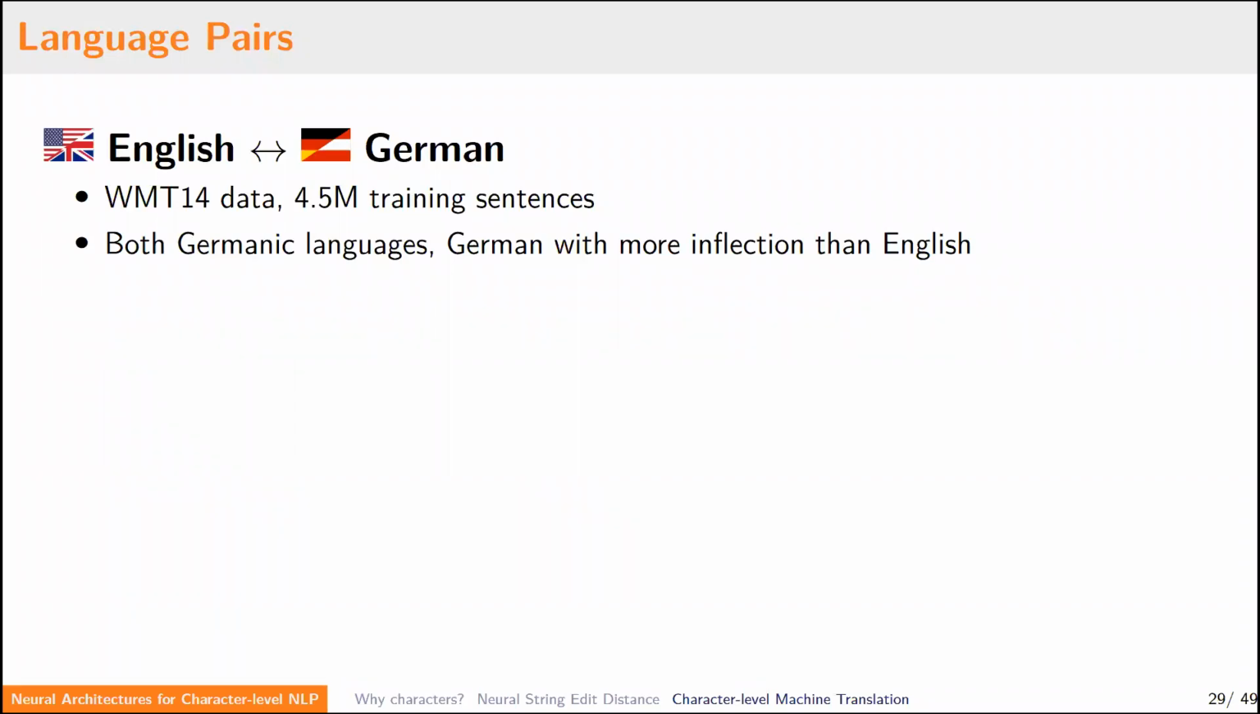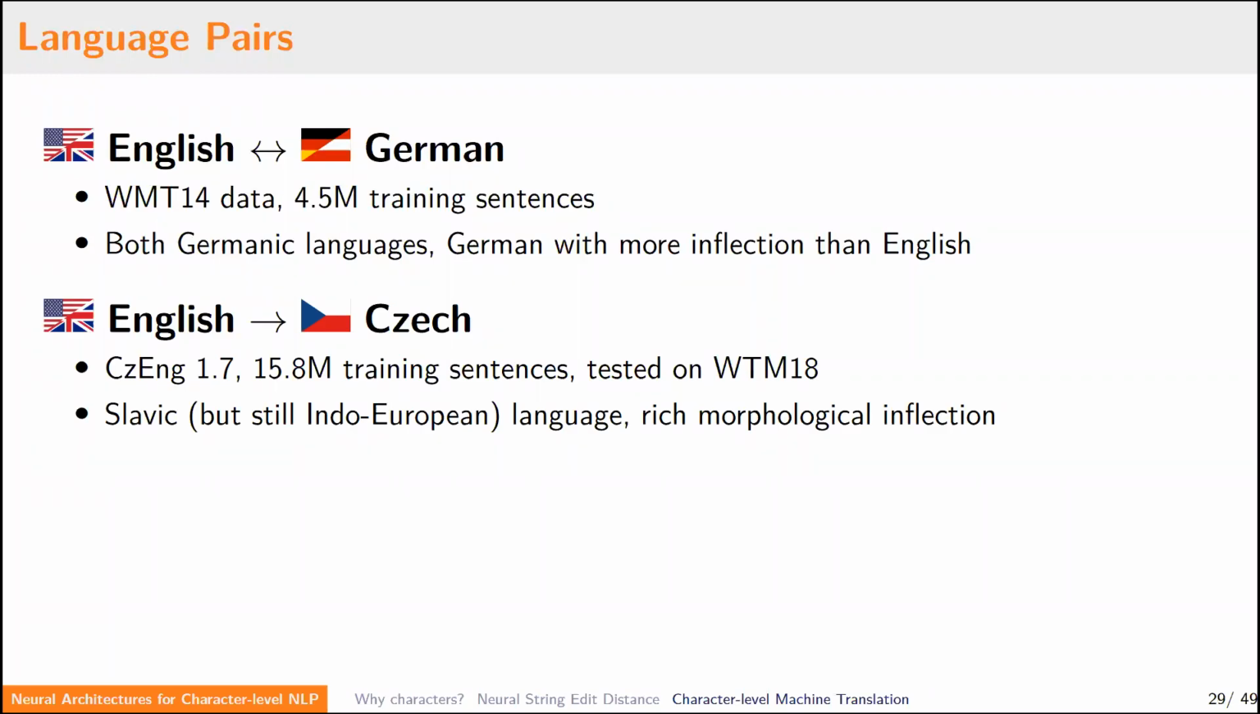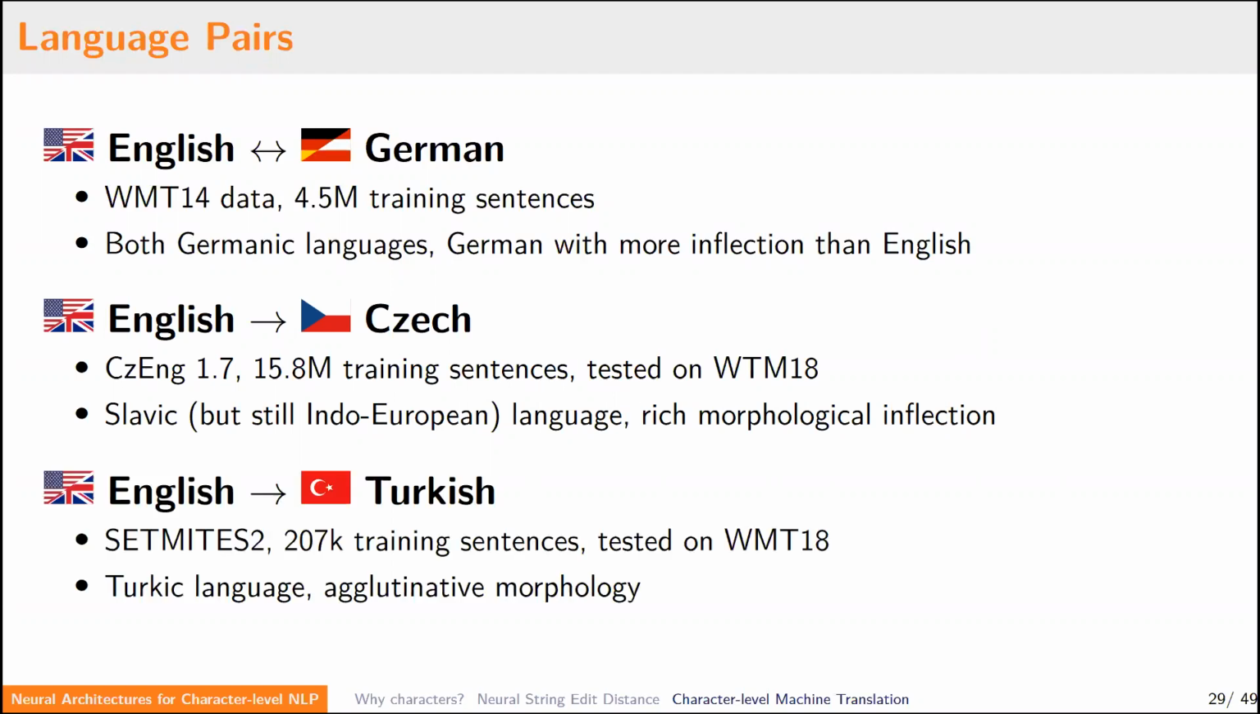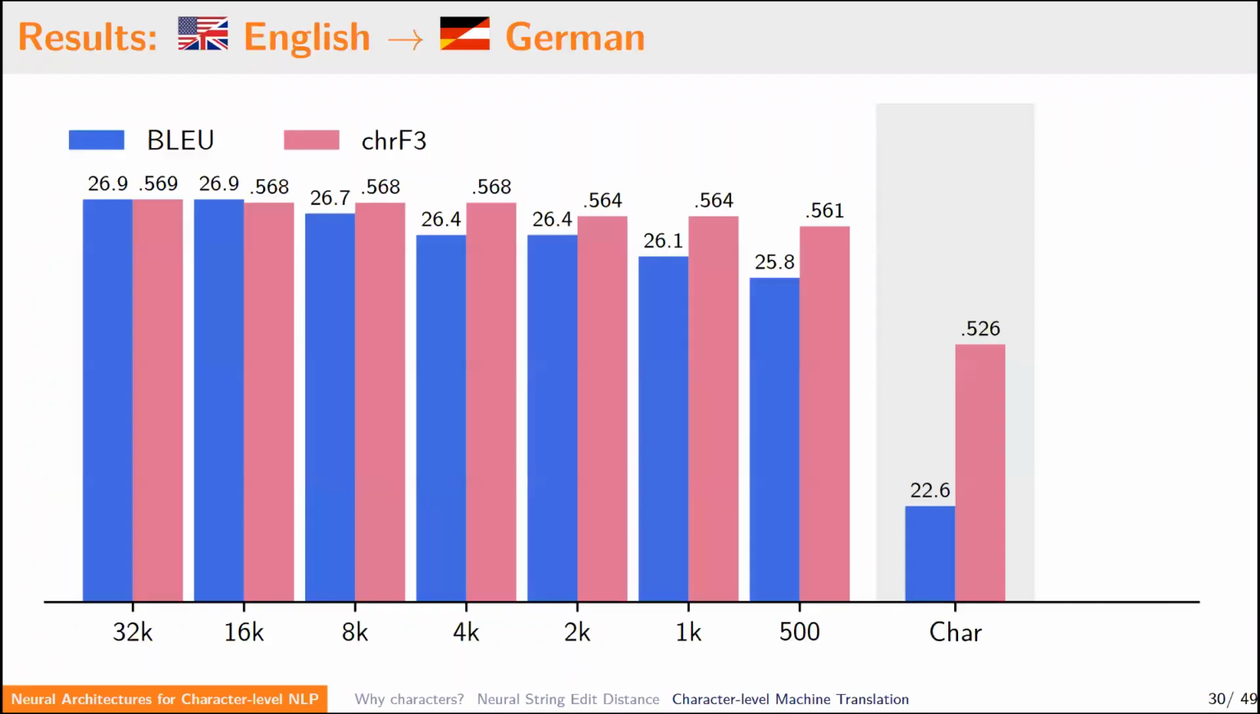We did our experiments with English to German translation on the WMT 14 data, English to Czech translation with the Czech 1.7 corpus, and English to Turkish with a pretty small corpus of 207,000 sentences. And we hoped that we would see something interesting because Turkish is an agglutinative language, and the assumption that the character level models could be better for morphology might be important here.